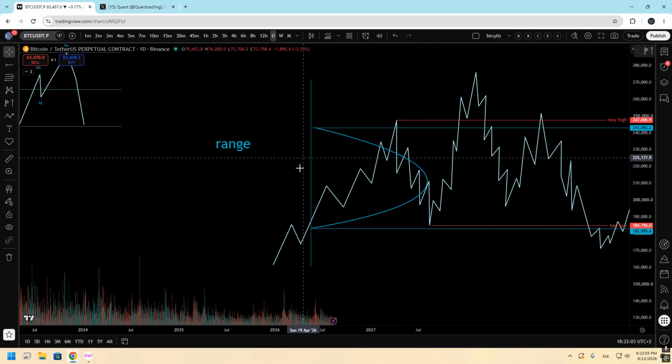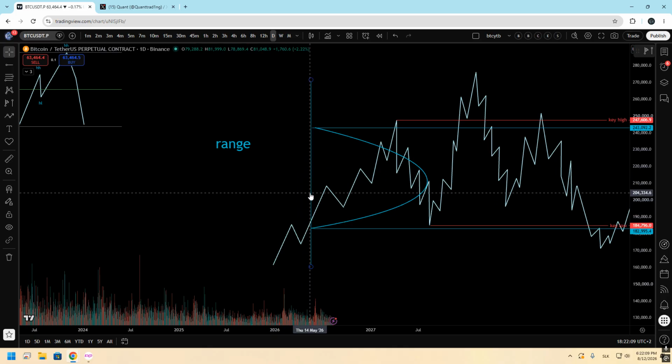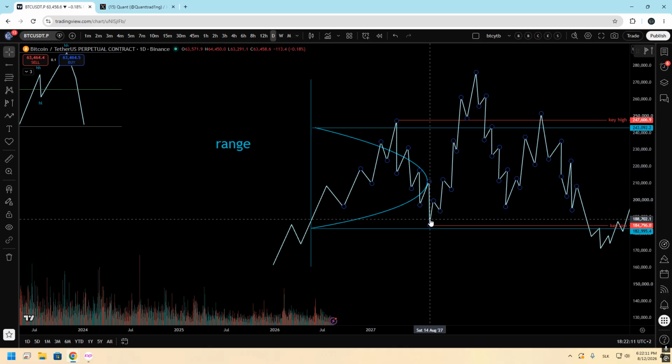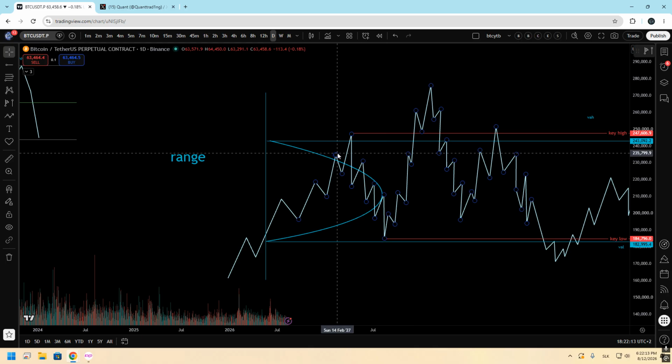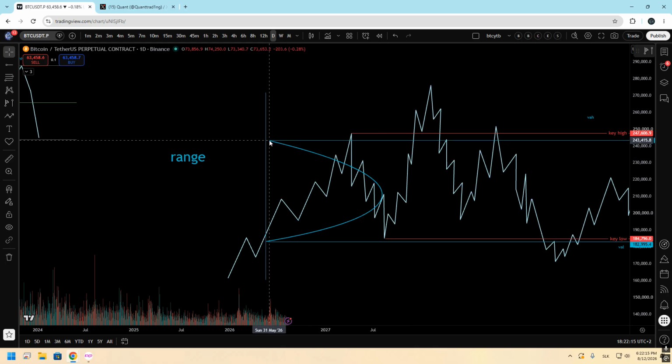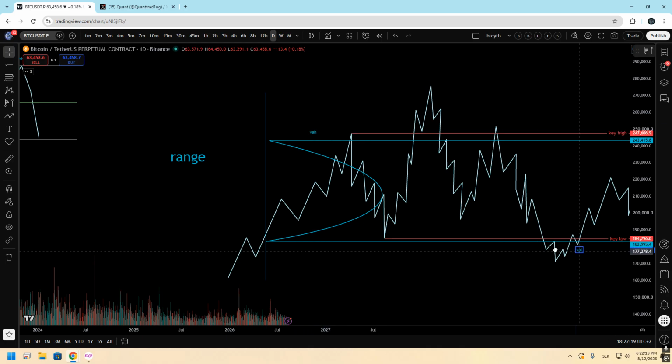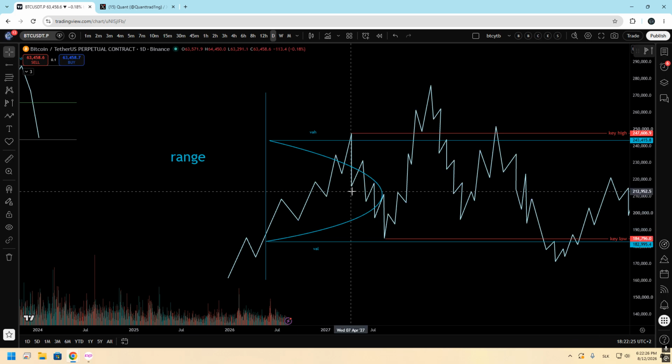You are pulling the fixed profile range. I will show you in a live example soon. You would start pulling it from this point to this low, and now you would have the value area high, let's say somewhere here. Here is your value area high, here is your value area low, here is the midpoint, the point of control inside the range.